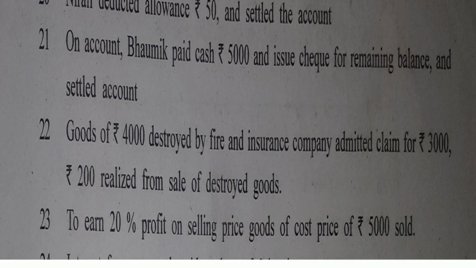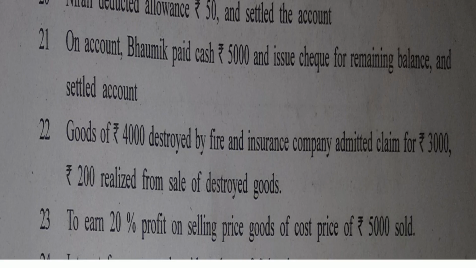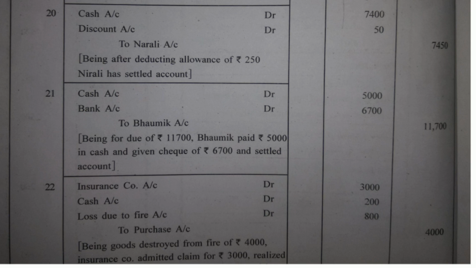Further, they say that insurance company will pay 3,000. So insurance company becomes my debtor. Debtors are always debited, so insurance company account debit 3,000. Out of 4,000, 3,000 insurance company will pay. Further they say 200 is realized from sale of destroyed goods. So 200 cash comes in. Debit what comes in? Cash account debit.